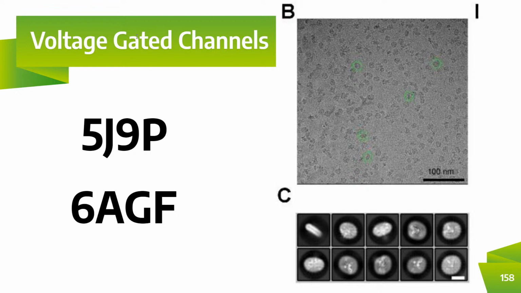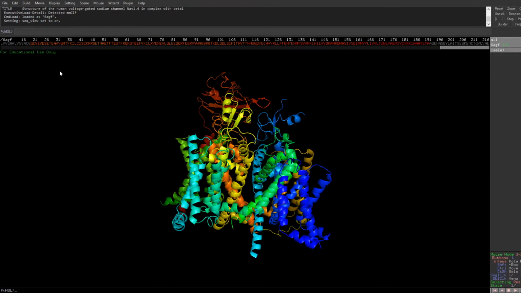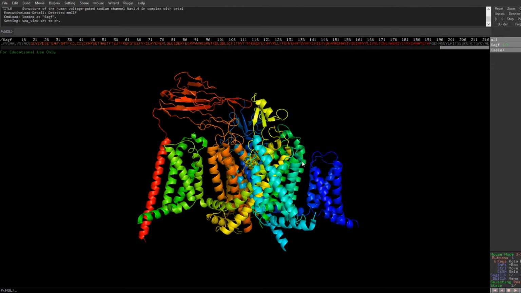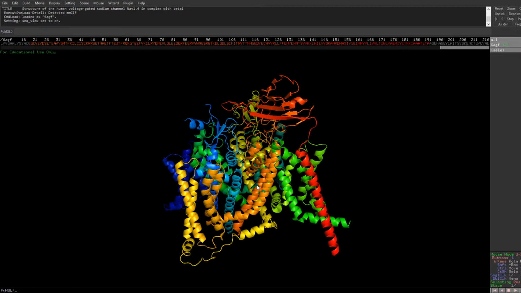Fetch 6AGF. Give it a color. Display the sequence. And erase the extra molecules. Okay, so now we're back. Same as before. Okay, so this is the real deal. This is a sodium voltage gated channel.